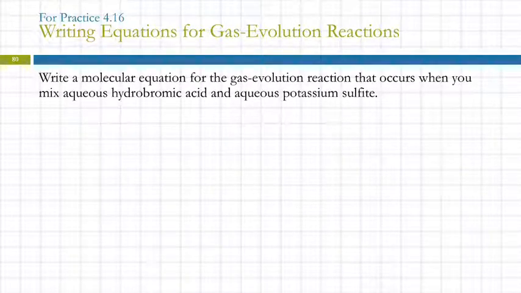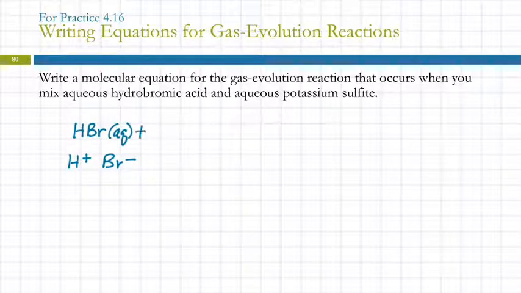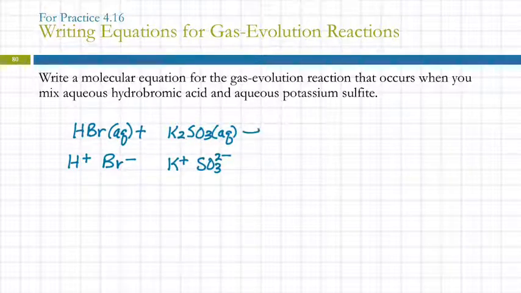So write a molecular equation for the gas evolution reaction that occurs when you mix aqueous hydrobromic acid and aqueous potassium sulfite. We've been given names, so we need to write the formulas. Hydrobromic acid is a binary acid. It forms hydrogen ion and bromide ion, so that's HBr. And potassium sulfite is potassium ion and sulfite ion, so that'll be K2SO3 aqueous.